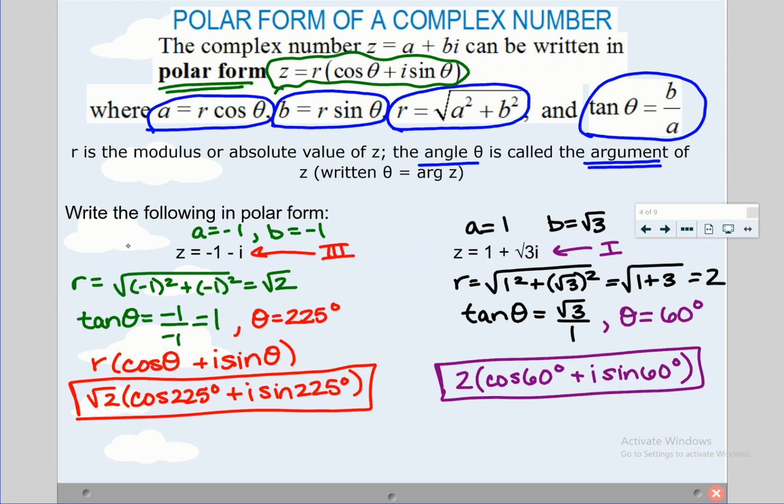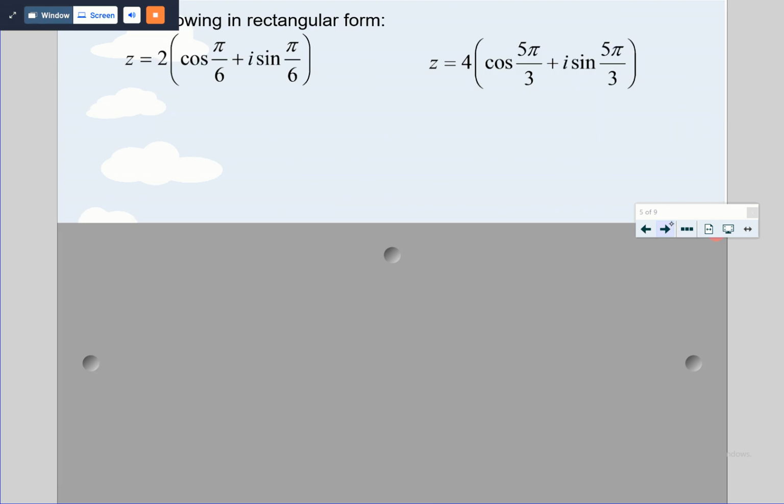Any questions? Putting a complex number in polar form. So I'll show you on the next slide how we can go the other direction. You can check these too. If you have a complex number in polar form, these ones are written with radians, it could be degrees though too, and you want to put it back in rectangular form, that's just standard form with the a plus bi. That's all it's asking for.